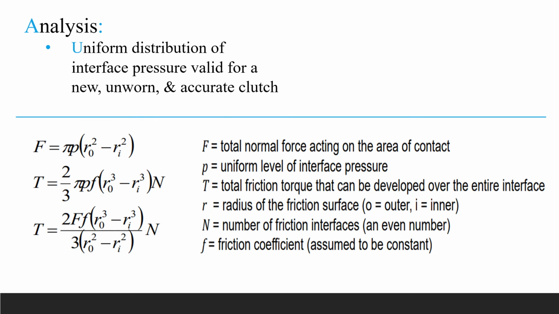Now, moving on to the analysis of disc clutches. The first set of equations used in this unit are displayed at the bottom left, which are based on the assumption of uniform distribution of interface pressure, which is valid only for new, unworn, and accurate clutches, which will be studied and used in greater detail within this unit.